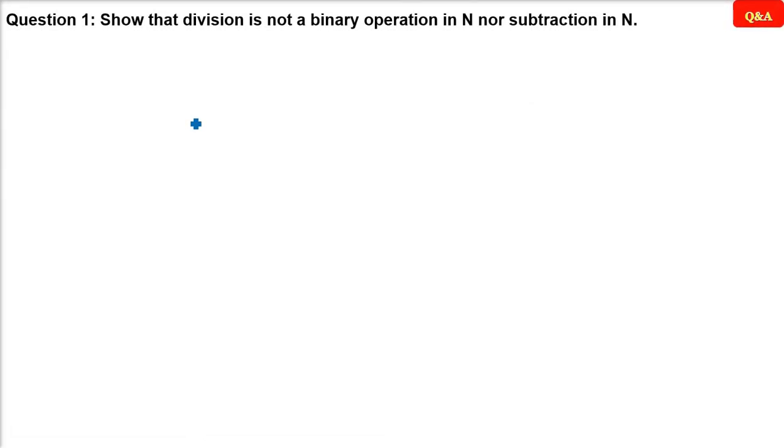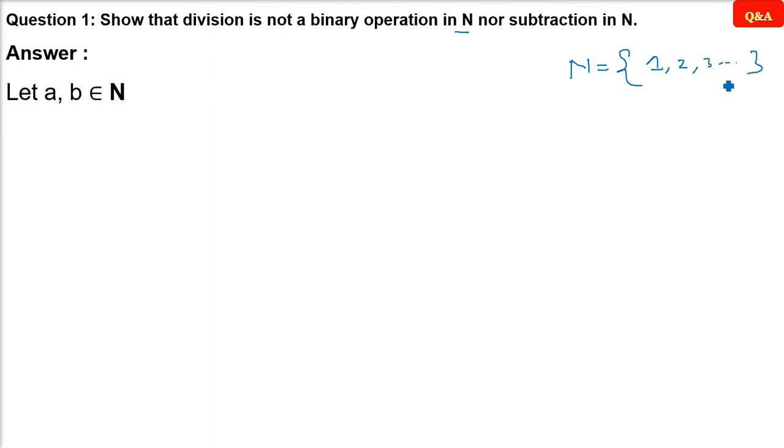Show that division is not a binary operation in N, nor is subtraction in N. N is the set of natural numbers. Natural numbers are the counting numbers. So we have to show that it is not a binary operation in N for division, and neither for subtraction. So natural numbers are our set. As I said, these are the counting numbers, so it doesn't start with 0. It will always start with 1, 2, 3, and it goes up to infinity.